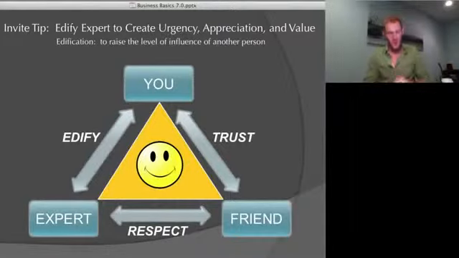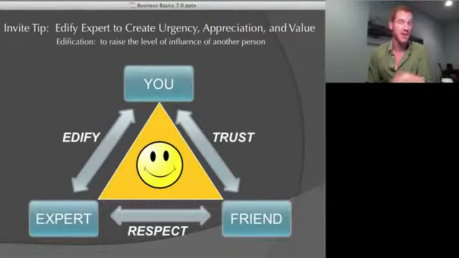Okay, but when you're going to invite your friend or family member to meet the third party, your sponsor or your upline, edifying your sponsor, your upline, is one of the most important things you will ever do to make sure that that expert is appreciated by the guest, the person that's seeing this for the first time. So let's define edification. Edification is to raise the level of influence of another person, or to raise the level of influence of an event.